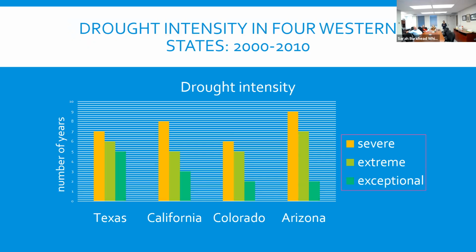Now, exceptional droughts have been rare. Exceptional means that, according to their index, the drought ravaged the states. Only Texas had an exceptional drought in, I'm sorry about the vertical axis, at least 5 or 6 years of our study time. Texas had more exceptional droughts.